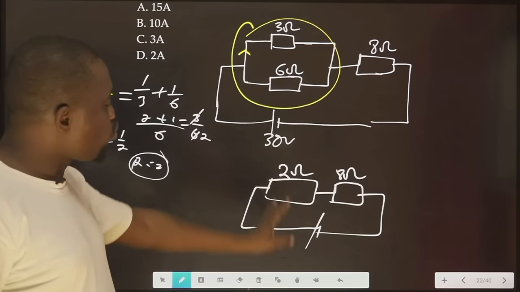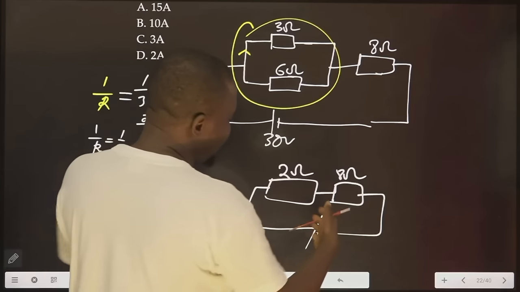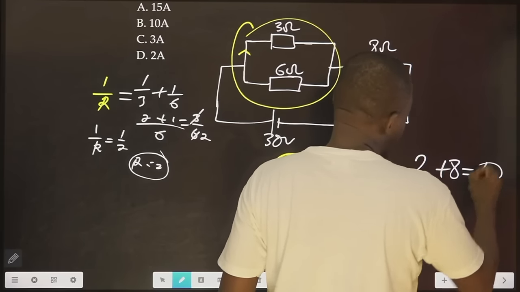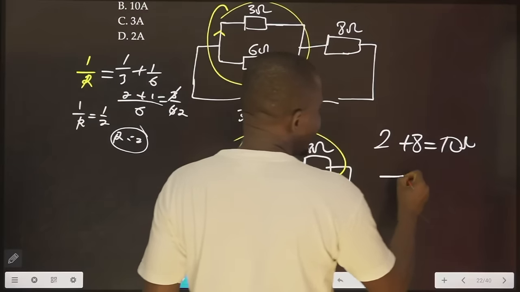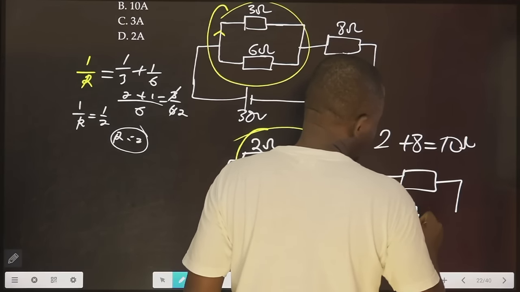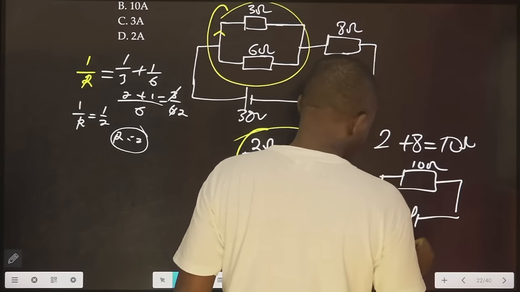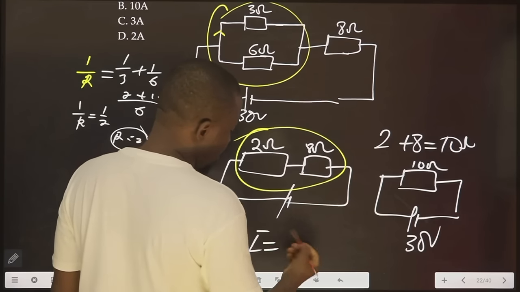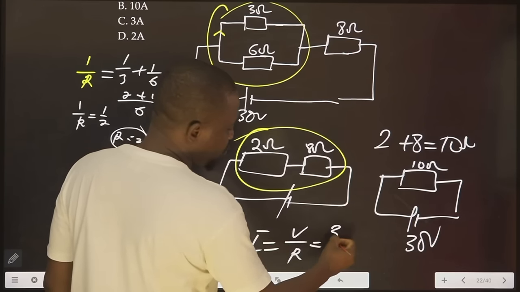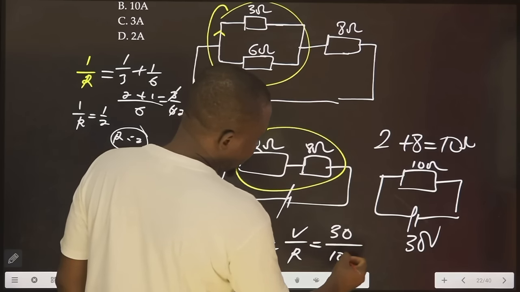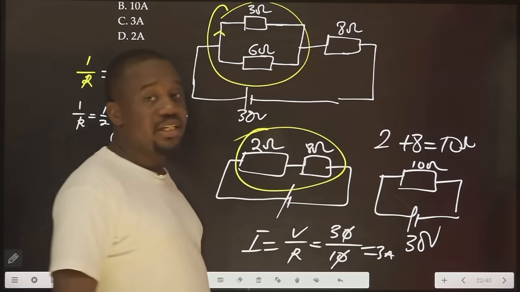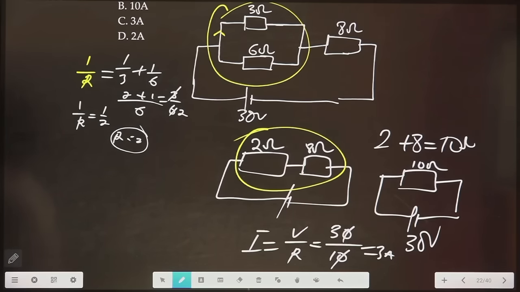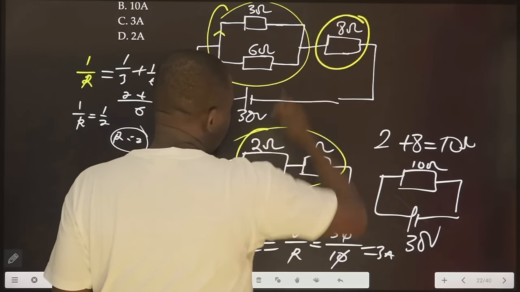Now that we know that this is 2 ohms, we add these two together, because these two are now in series connection. So because they're in series connection, it's now 2 plus 8, which is 10. So it means now the new effective resistance for everything before us is 10. So this is 10 ohms. This is 30 volt. So what is current? Current is actually V over R. So total V is 30, total R is 10. It means at the end of the day, we have 3 ampere as our current. Now that we have done that, we now need to calculate the voltage coming for this.